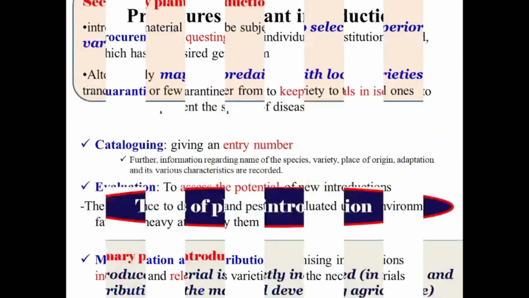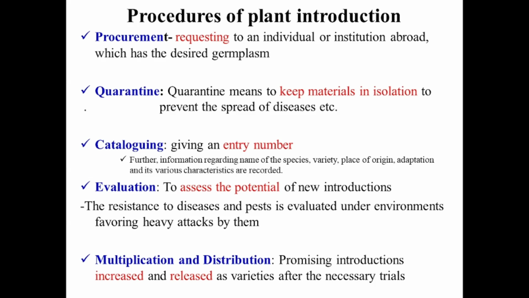The other important point to discuss in this section is the procedures for plant introduction, or what are the general requirements and procedures you will follow if you want to introduce plant material from abroad to the country. Generally, there are 5 major steps in the plant introduction procedure, and let's discuss each of these steps. The first step is procurement, which refers to requesting an individual or institution abroad, which has the desired germplasm.